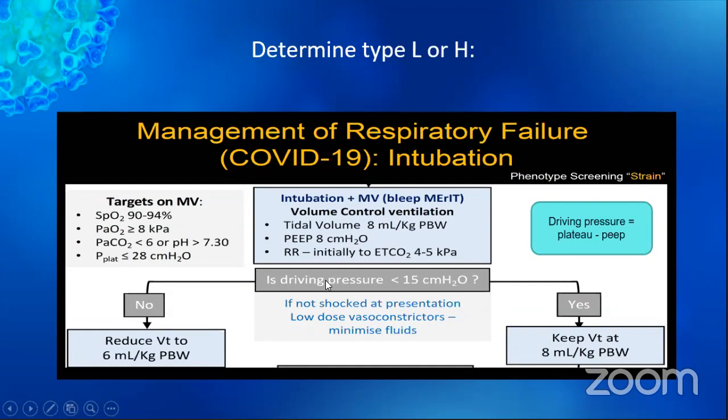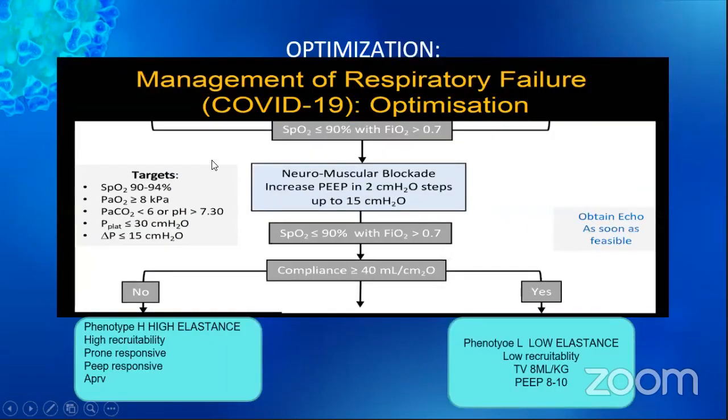If we are not getting our driving pressure less than 15, we can reduce the tidal volume to 6 ml per kg predicted body weight. And then further, if we achieve the target of saturation more than 90 and FiO2 not reaching 70, we'll continue. Otherwise, if we are not getting our target and saturation stays below 90, and FiO2 has now reached the level of 0.7 or 70%, then we can use neuromuscular blockade, and we can gradually increase the PEEP from 8 up to 15 centimeters of water.